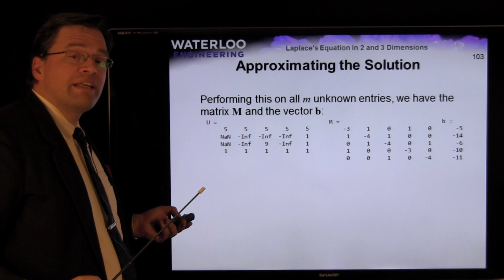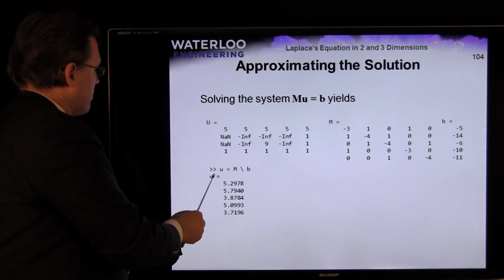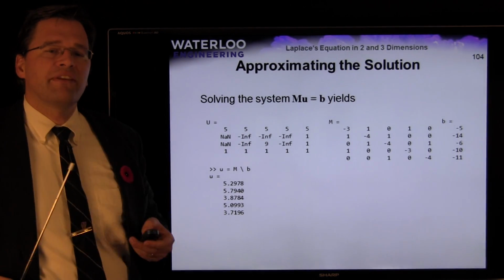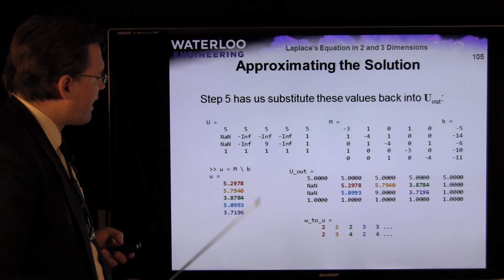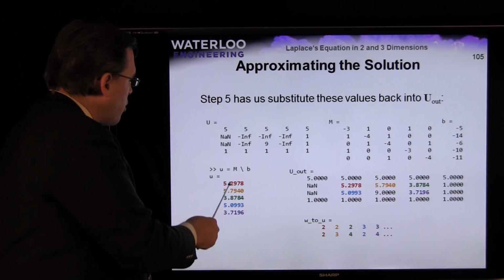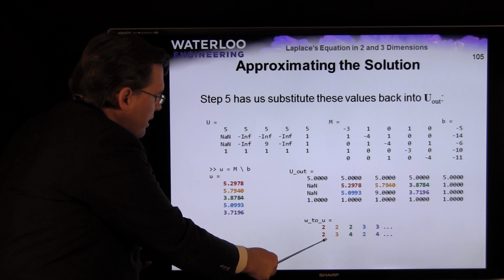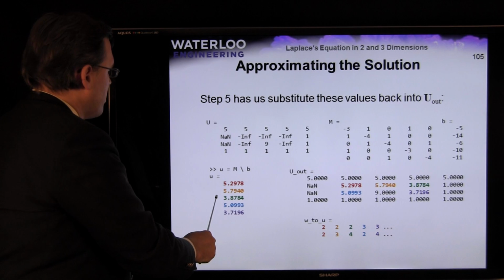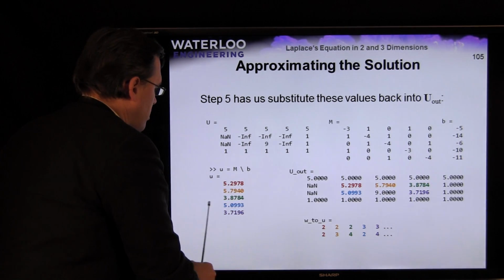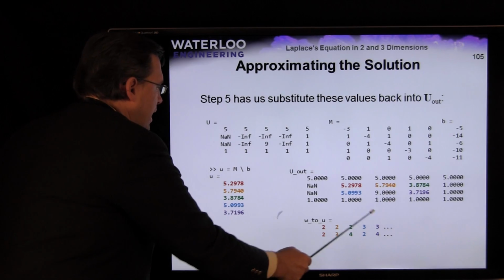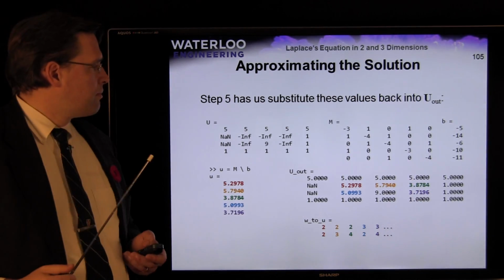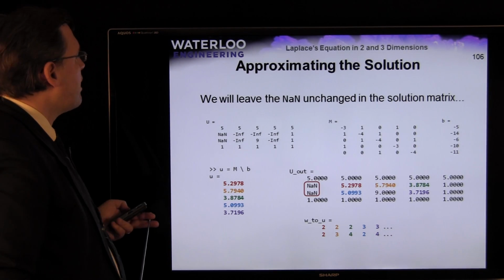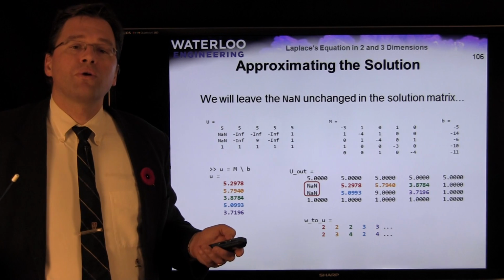With that, we can now solve that system. M\u, this gives us all the values or approximations of the values at the interior. And now we can use the W to U matrix to say, oh, wait a second, this first value should be stored at entry 2,2. This second value should be stored at entry 2,3. We'll copy it over there. This value should be stored at 2,4, 3,2, and 3,4. That is the matrix that we will pass back to the user. If there happens to be not a number, we're going to leave it as is.